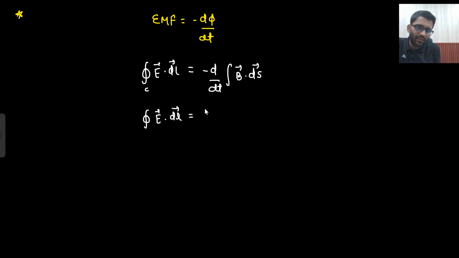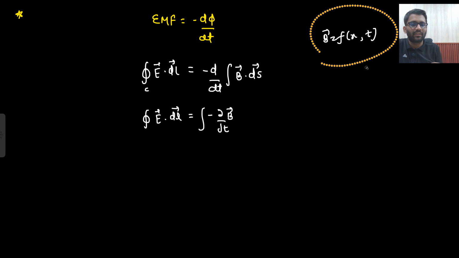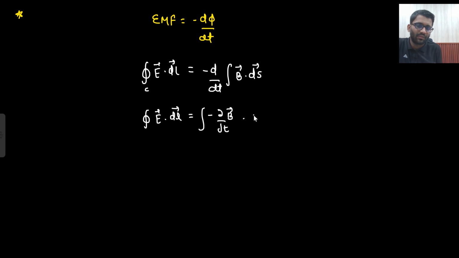So E dot dl. If I take this d/dt inside, what will I do? Del by del t, right? Why del by del t? Because B could be a function of x and t both, but I need to differentiate with respect to time only. That's why I need to take partial differentiation. Can I do it in this manner? Del cross E dot ds, right?